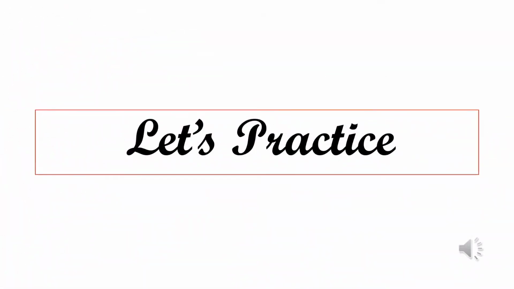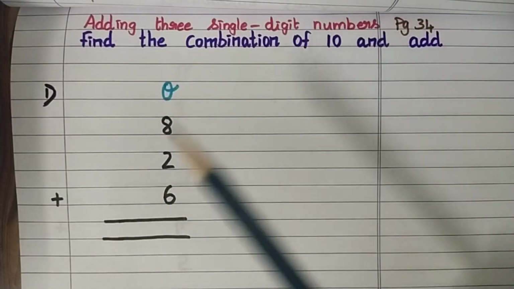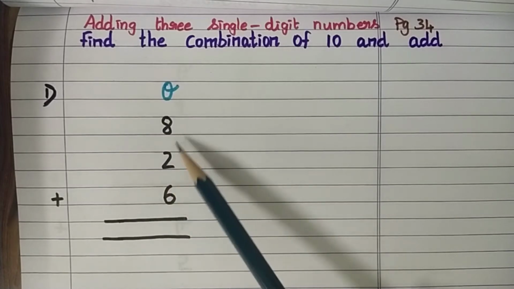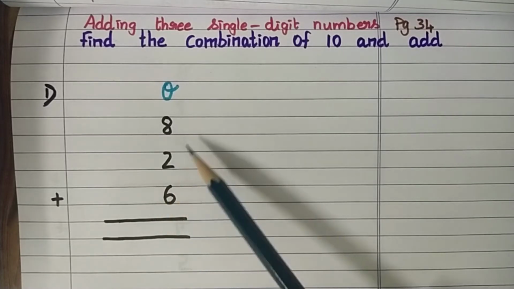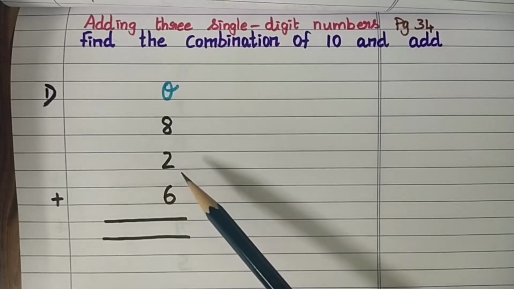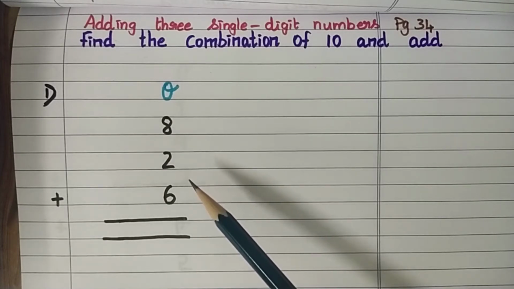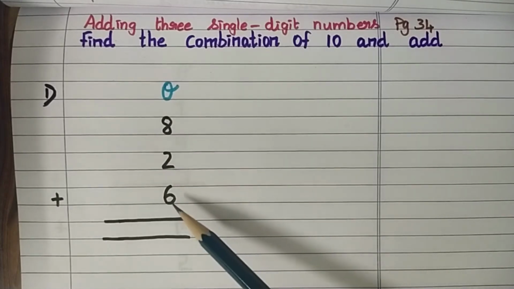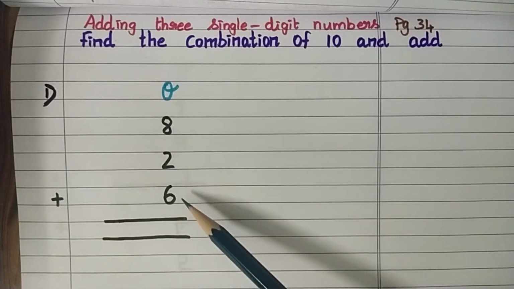Let's practice few examples, children. Adding three single digit numbers. Children, when we add three single digit numbers, first we need to look which two numbers add up to give a 10 and then add the third number. I will repeat it again, children. When we add three single digit numbers, first we need to check which two numbers add up to give a 10 and then add the third number.